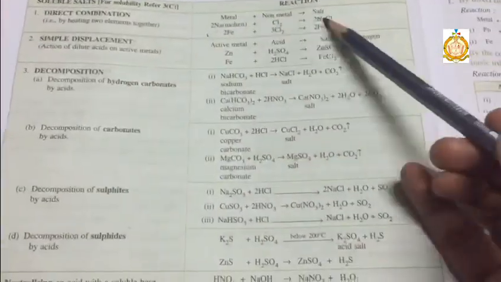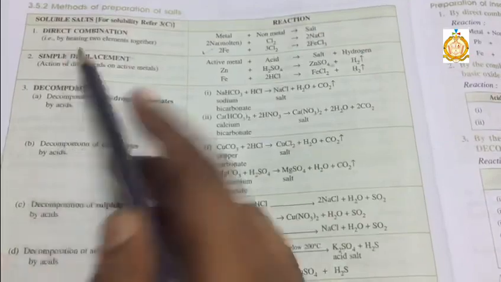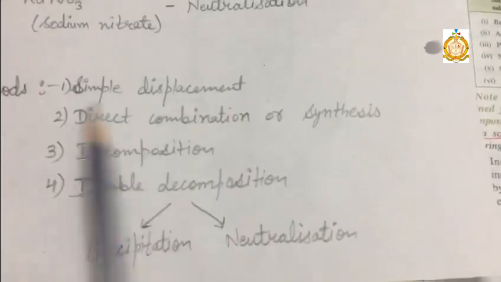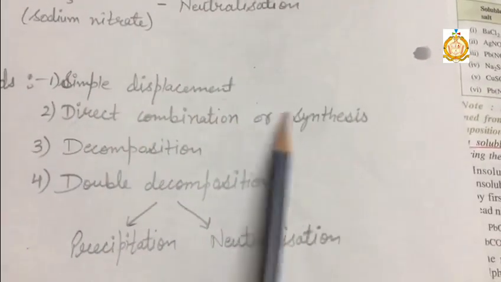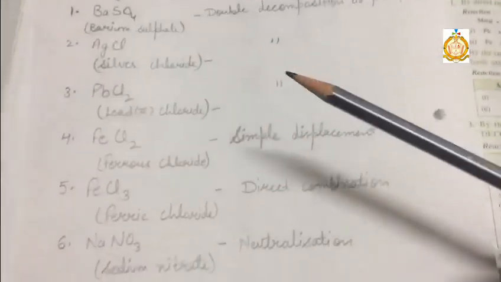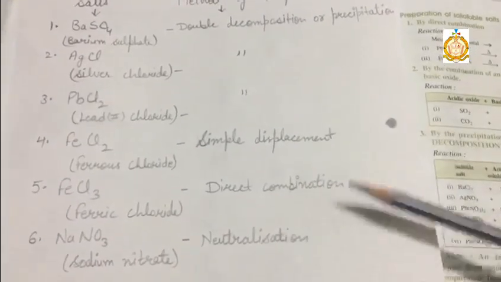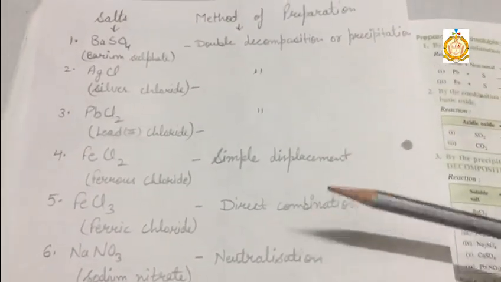Next one is very important: methods of preparation of salts, and here which salt is prepared by which method. See this list I have written here. These are the methods, usually simple displacement, direct combination or synthesis. Here I have written some salts with their methods. These are very important. Usually one or two of them are asked in final examinations.